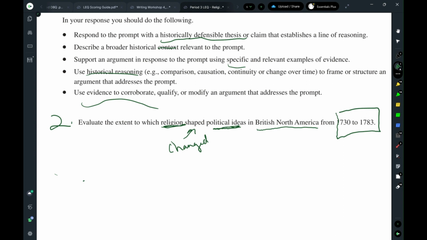All right, so again, once I know what it's asking me to do, I'm talking about change and continuity over time. Right up here, continuity and change. I'm looking at change over time. How did, and not how did it change? I should also point that out.